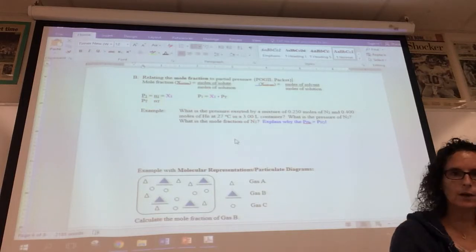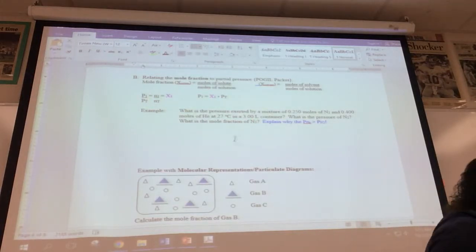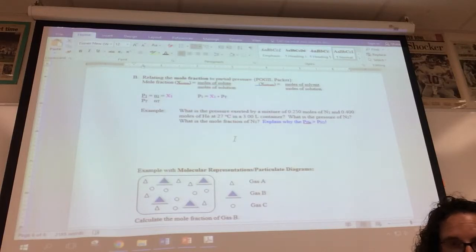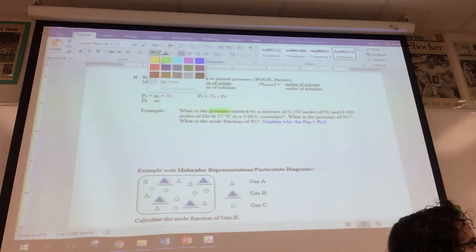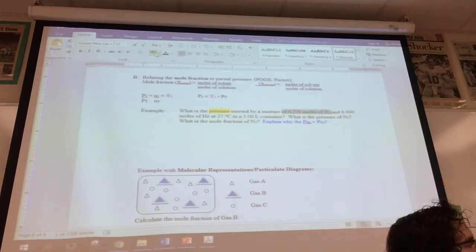So this question here that we'll work through, make sure you understand all of those concepts, but also how to explain, because that's something you'll see a lot of on your quiz, test, AP exam, etc. So in this problem, they want to know the pressure exerted by a mixture of two gases. We have 0.25 moles of nitrogen gas and 0.4 moles of helium gas. Those gases do not react with one another. The temperature and volume are specified.